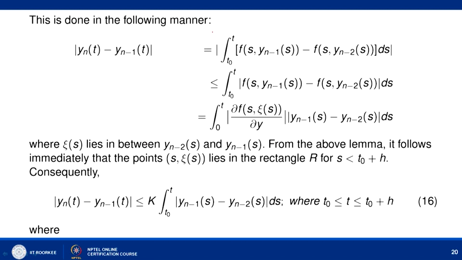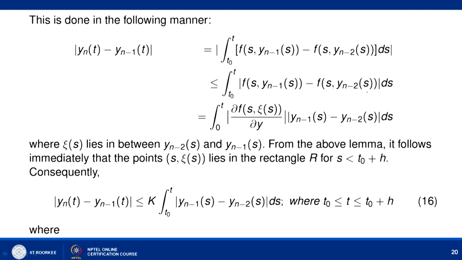This is done in the following manner. Let us calculate the modulus of yn(t) minus yn-1(t), and it is coming out to be the integral from t0 to t of f(s, yn-1(s)) minus f(s, yn-2(s)) ds. This is further less than the integral from t0 to t of modulus of f(s, yn-1(s)) minus f(s, yn-2(s)) ds. Now, here we can apply either the Lipschitz condition or the mean value theorem, such that this is less than or equal to modulus of del f by del y at some point (s, xi(s)) into modulus of yn-1(s) minus yn-2(s).